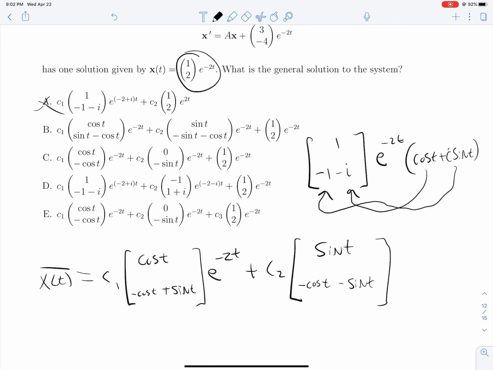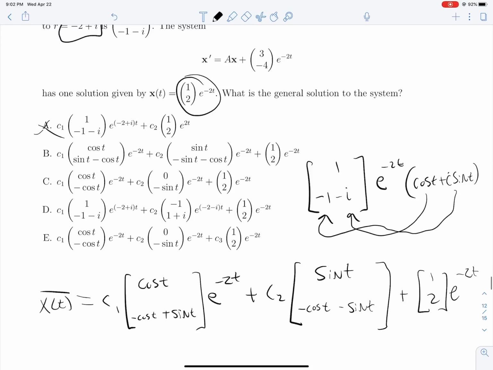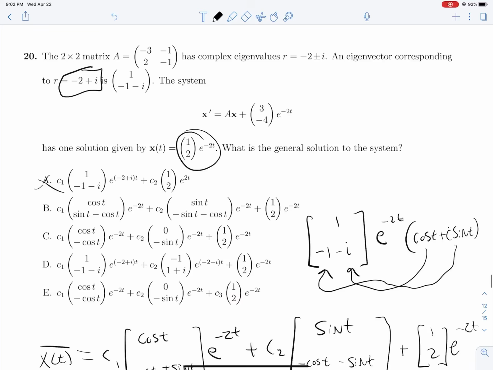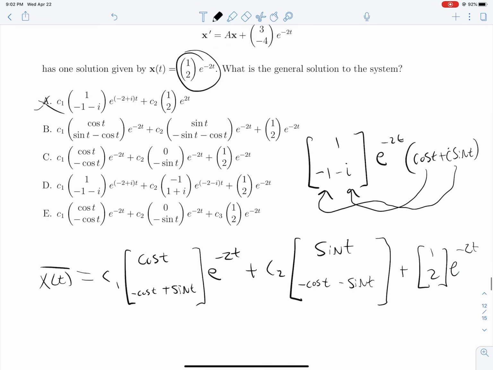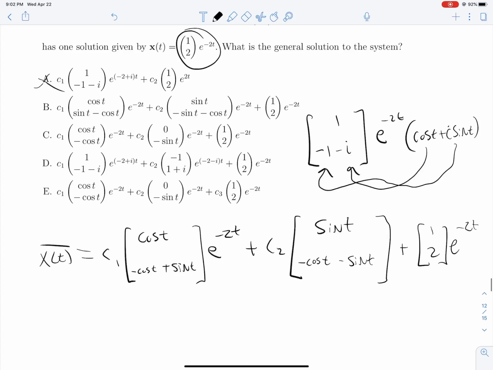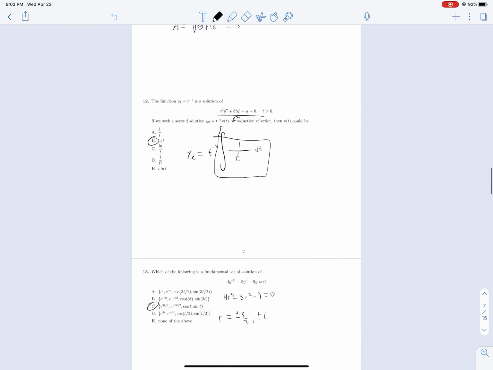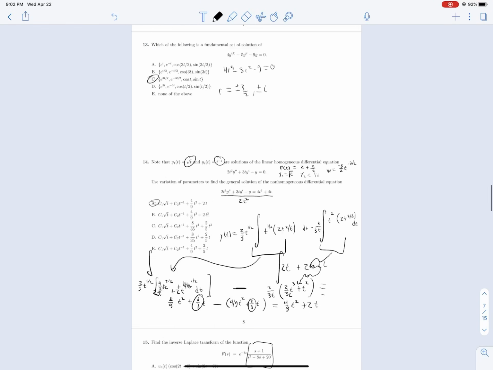And so now adding on this portion of the solution, plus 1, 2, e to the -2t, which we totally could have solved for. They just didn't want us to. Not particularly sure why, but I'm okay with it. And we should have our solution here: cosine plus sine, minus cosine, sine, minus cosine, 1, 2. Yeah, okay, so B is our solution for 20.